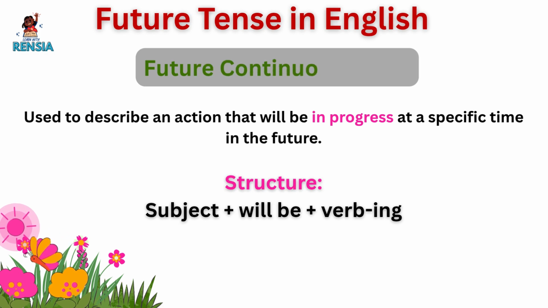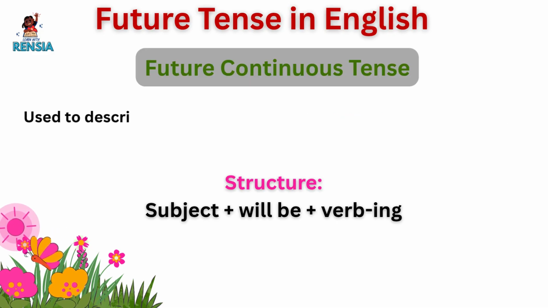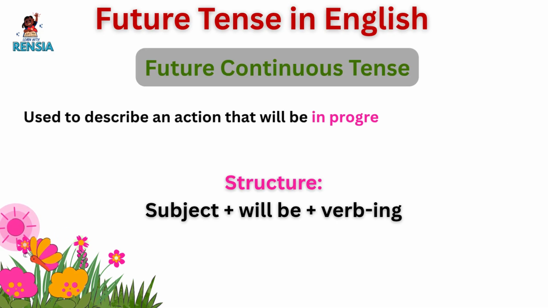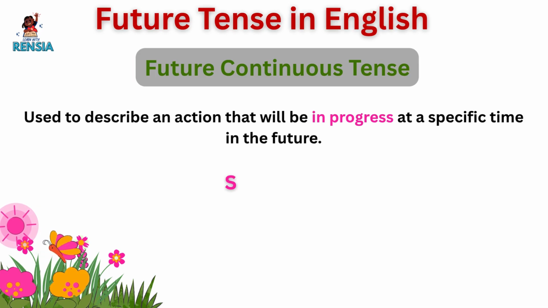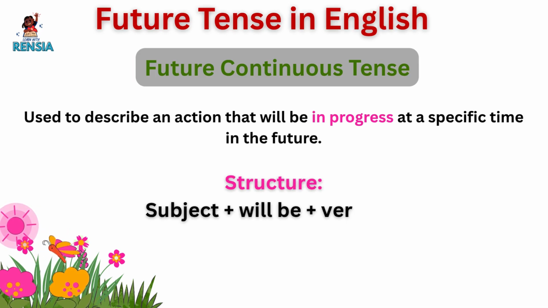2. Future continuous tense. Used to describe an action that will be in progress at a specific time in the future. Structure: subject plus will be plus verb plus ing.